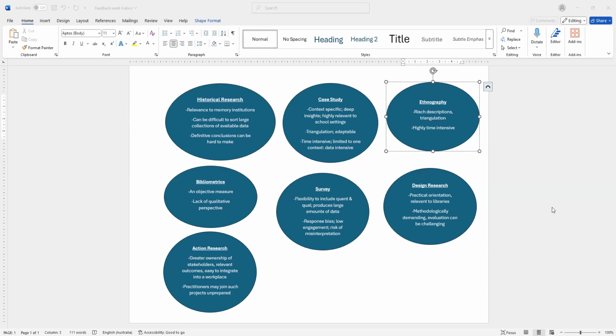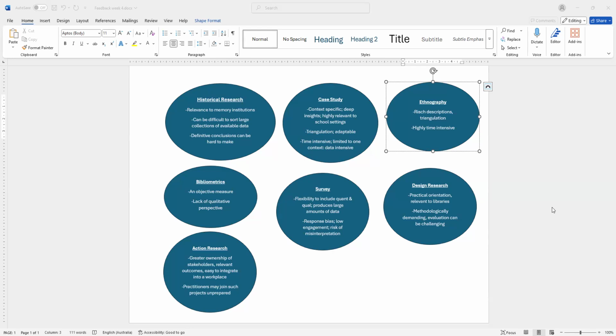An important weakness of this method is that there can be response bias. There can be low engagement. And there can be a risk of misinterpretation of questions, because when you are distributing a questionnaire, especially in online environments, the participants are not sitting before you, right? They're not going to ask you the question. So there is a risk of misinterpretation.